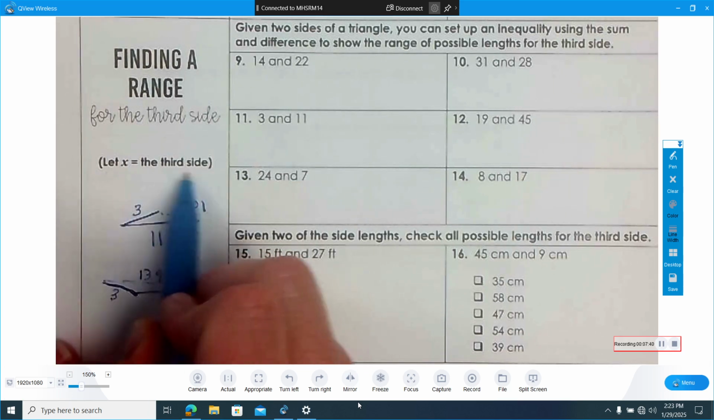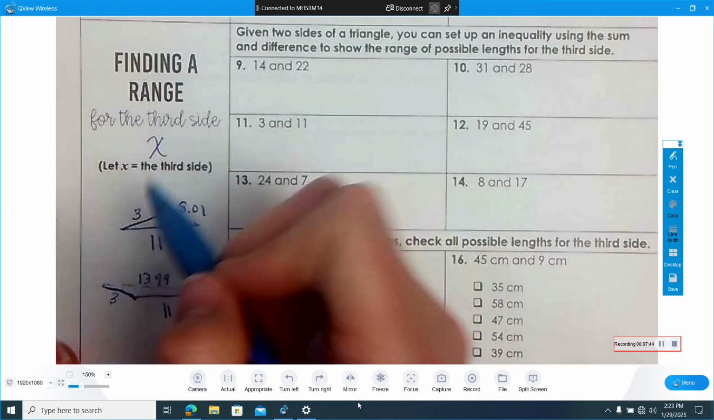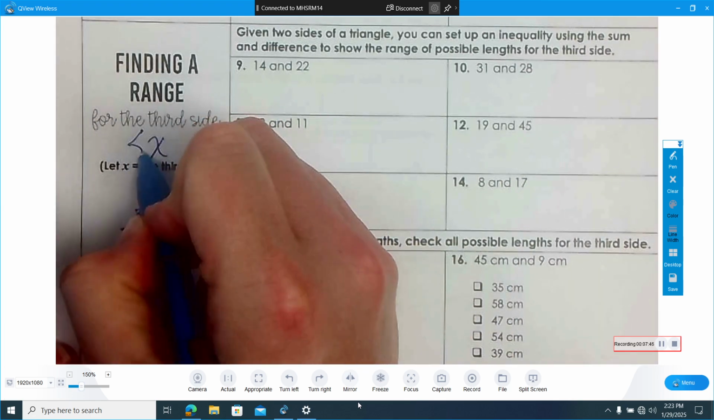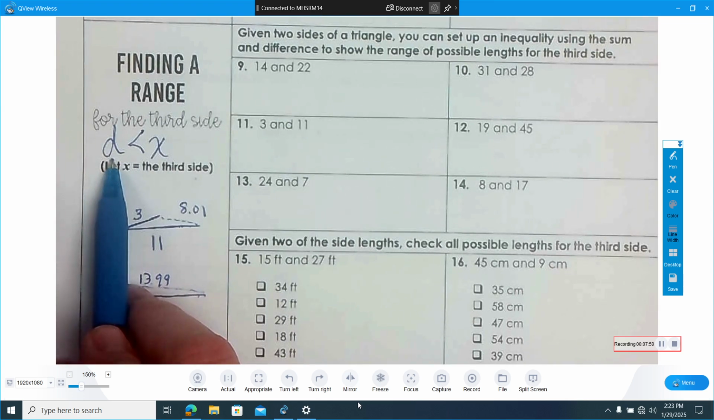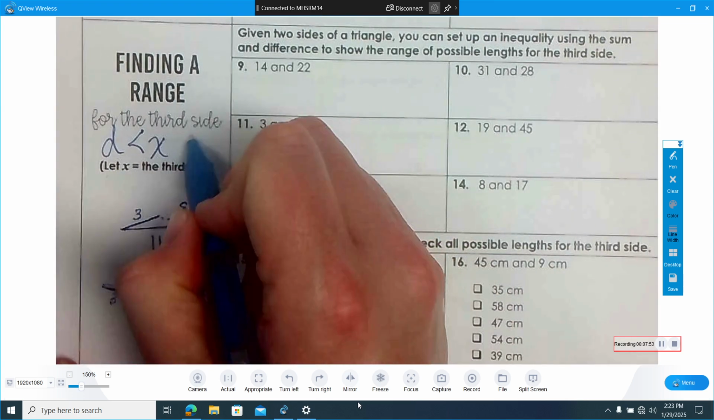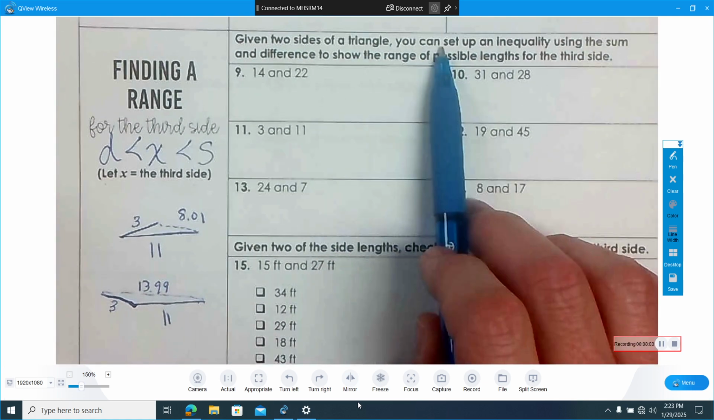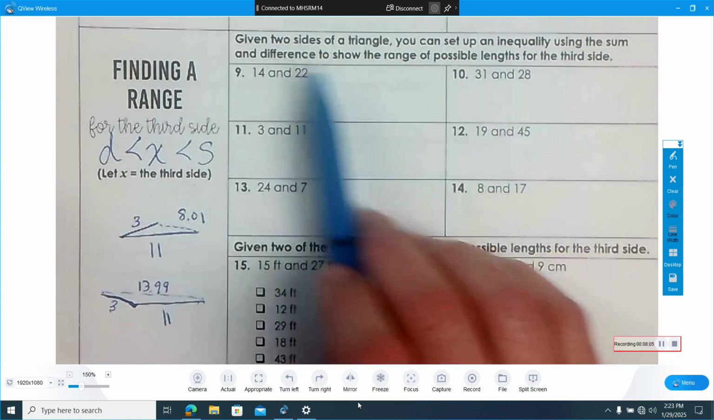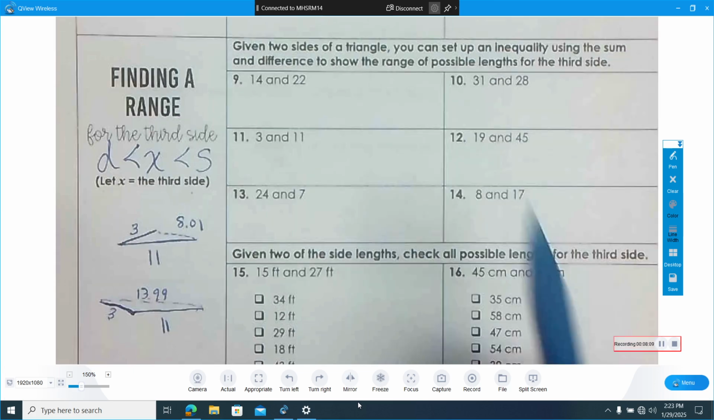We're going to let x be the third side. We're going to put that in the middle for our inequality, and we're going to say, hey, I want the difference. That's always going to be the smallest number. And then we put the sum, S is for sum, and that's going to give us our biggest possible side length. So given 2 sides of a triangle, you can set up an inequality using the sum and difference to show a range of possible side lengths.